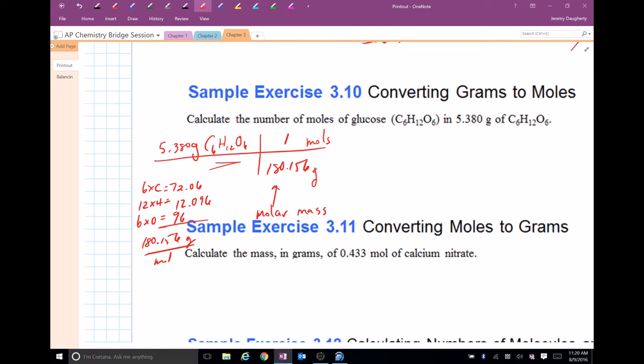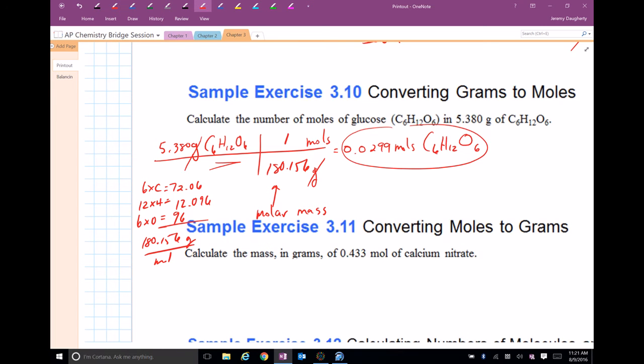And I get a value of 0.0299. Grams cancel out. So that gives me moles of C6H12O6. Alright, any question on that one? We comfortable with this? For the most part?